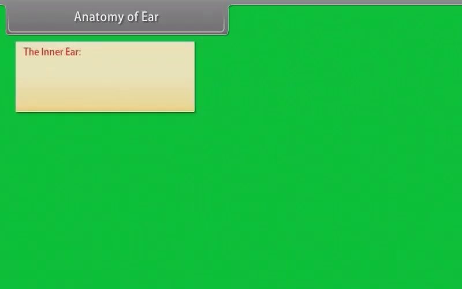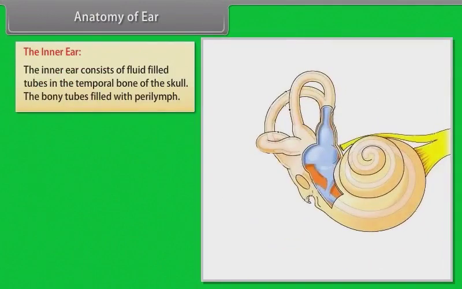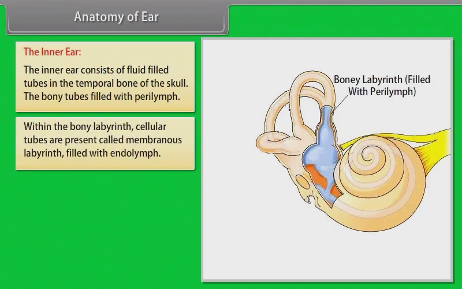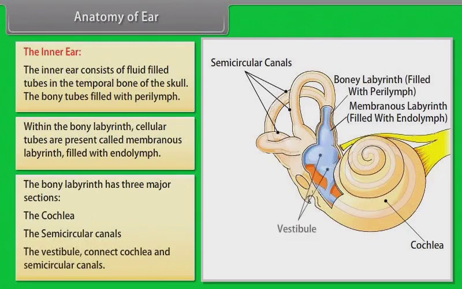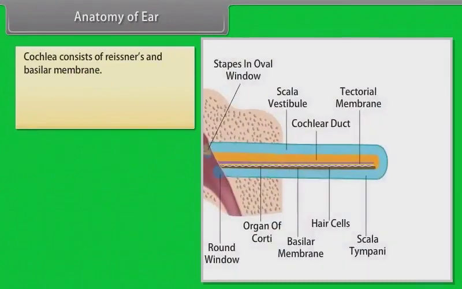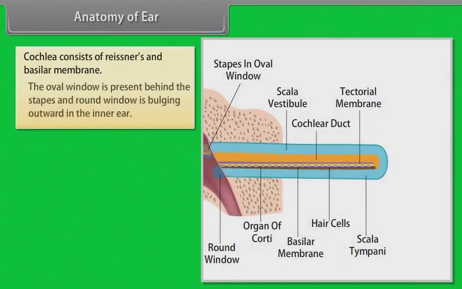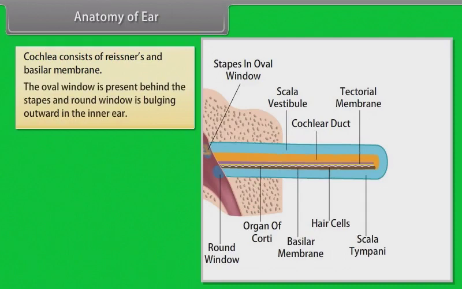Anatomy of the ear. The inner ear. The inner ear consists of fluid-filled tubes in the temporal bone of the skull. The bony tubes are filled with perilymph. Within the bony labyrinth, cellular tubes called the membranous labyrinth are present, filled with endolymph. The bony labyrinth has three major sections: the cochlea, the semicircular canals, and the vestibule connected to the cochlea and semicircular canals. The cochlea consists of Reissner's membrane and the basilar membrane. The oval window is present behind the stapes, and the round window bulges outwards in the inner ear.